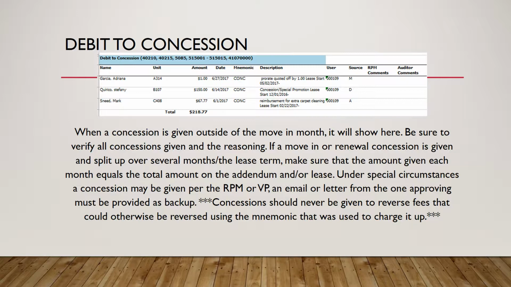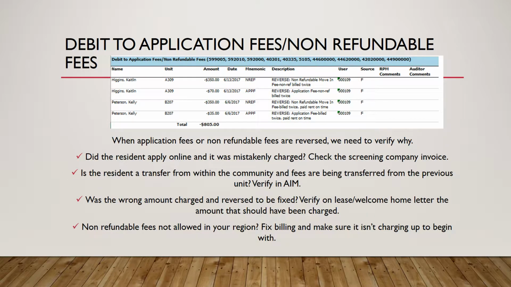Under special circumstances, a concession may be given per the RPM or VP. An email or letter from the one approving must be provided as backup. Concessions should never be given to reverse fees that could otherwise be reversed using the mnemonic that was used to charge it up. Debit to application fees and non-refundable fees.